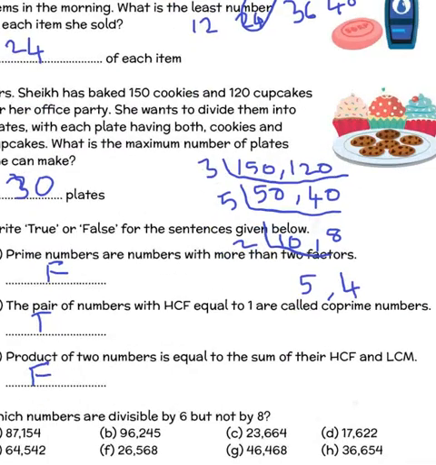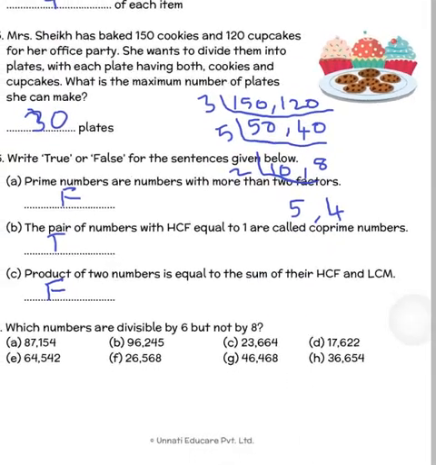Which numbers are divisible by 6 but not by 8? Remember, when you have divisibility by 6, what do you do? You have to check whether they are divisible by 2 and 3. How do we check divisibility by 2? It has to end in an even number which is 0, 2, 4, 6, 8. Divisibility by 3, you have to add up all the digits and find out if it comes in the 3 times table. And for 8, what do we do? We look at the last 3 digits and we see whether it comes in the 8 times table.